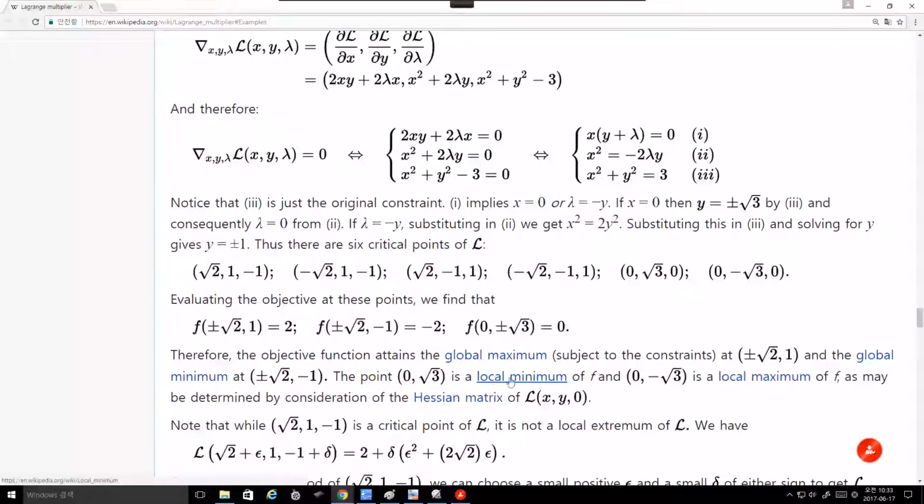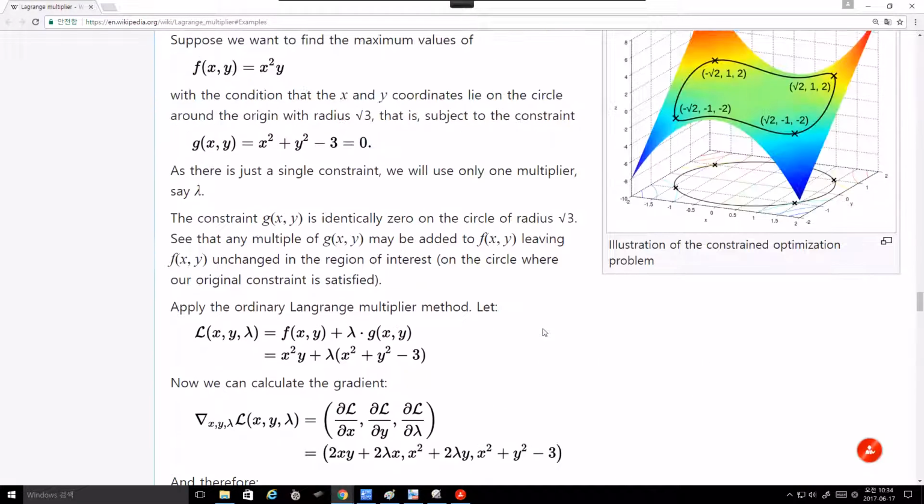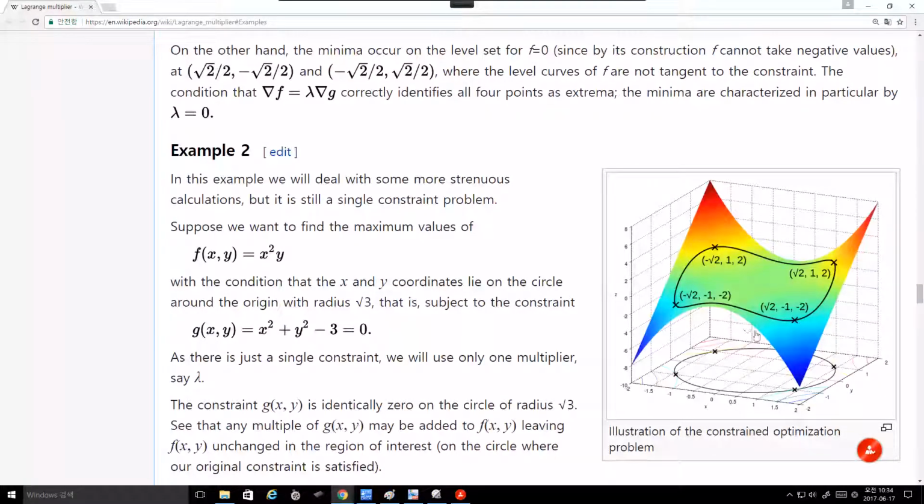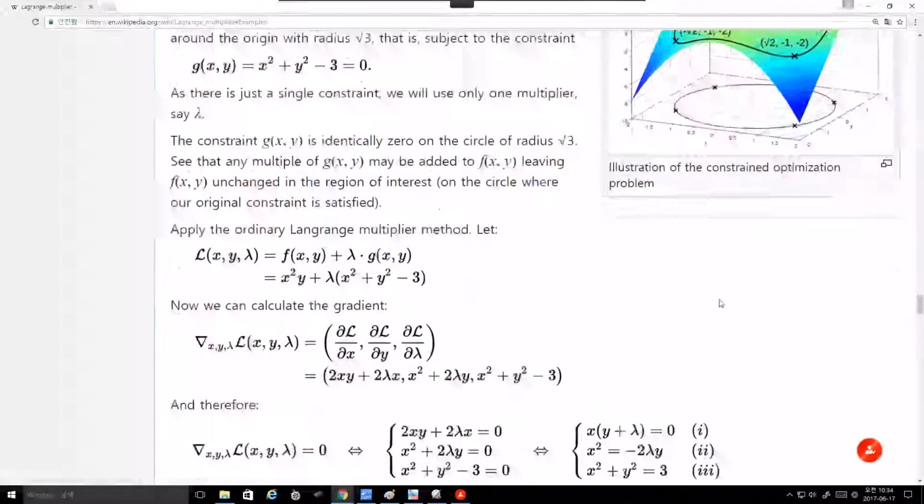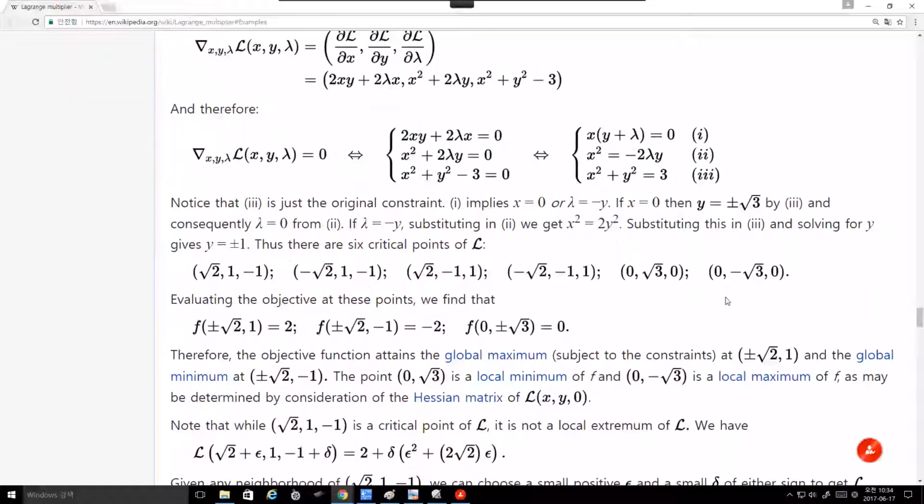Therefore, whether this is a local minimum of f and this a local maximum may be determined by consideration of the Hessian method. We don't know this one. Whether it is a local minimum or local maximum, it is somewhere around this area. I guess one is this one and the other is this one. One is lower than this one, and the other is higher than this one. So they are neither global maximum nor global minimum, but they are critical points, local maximum and local minimum.